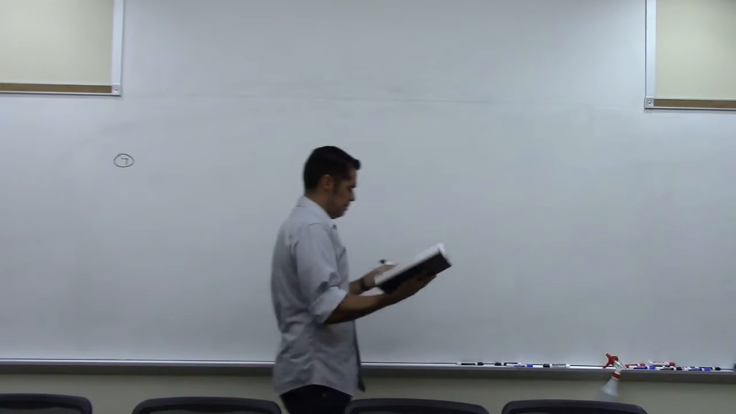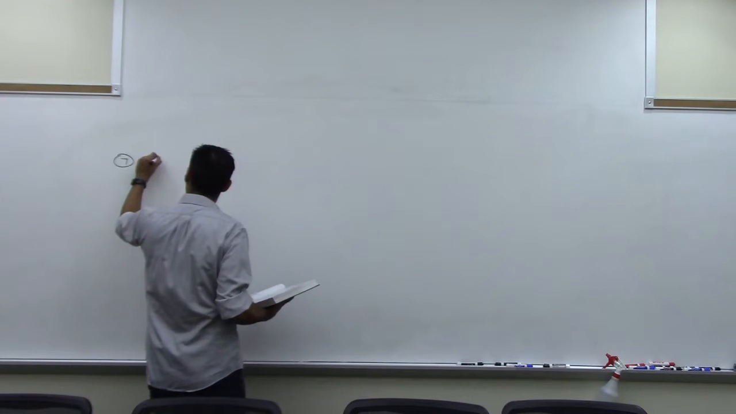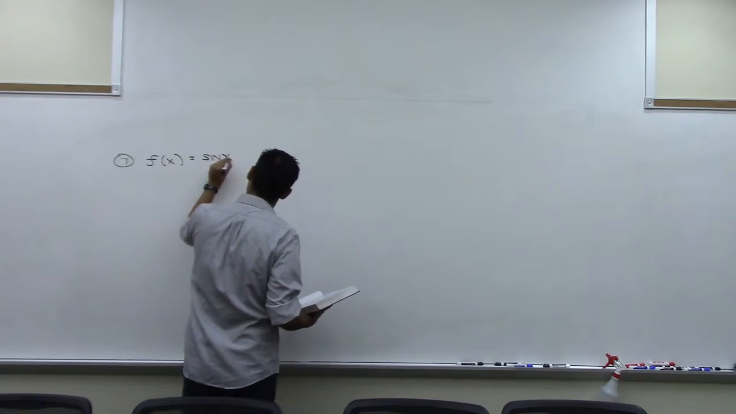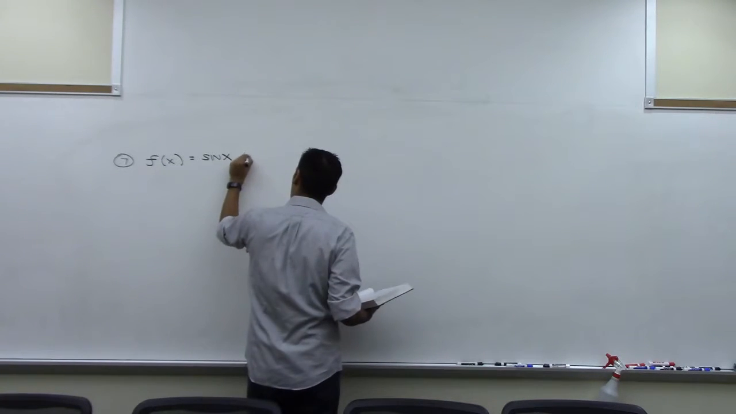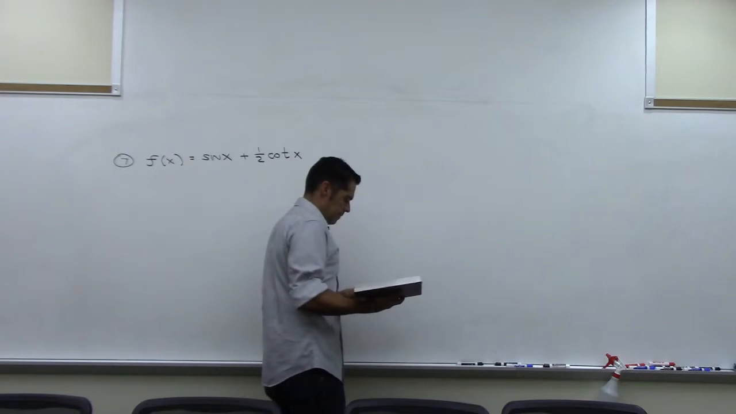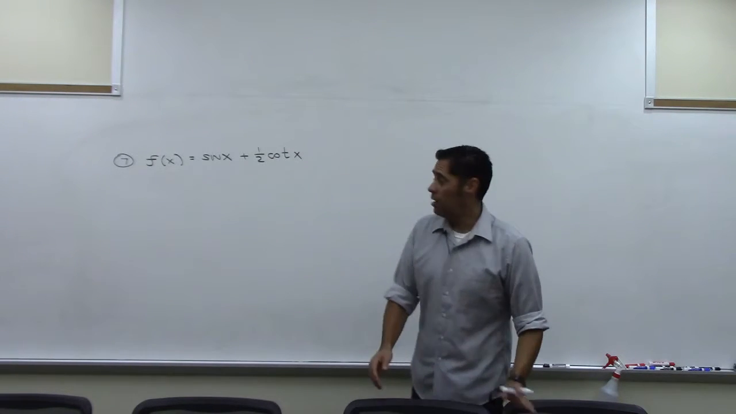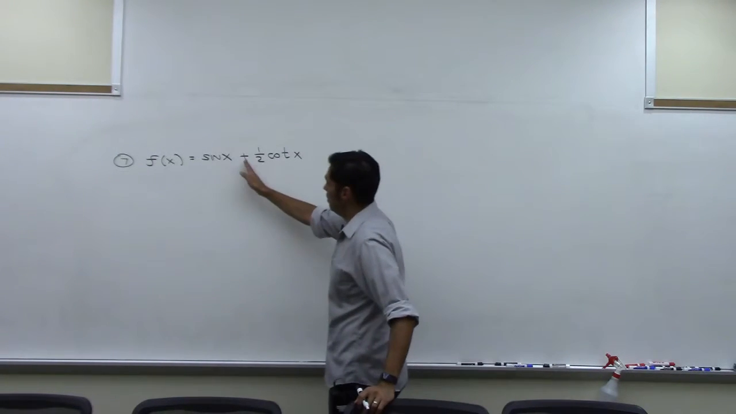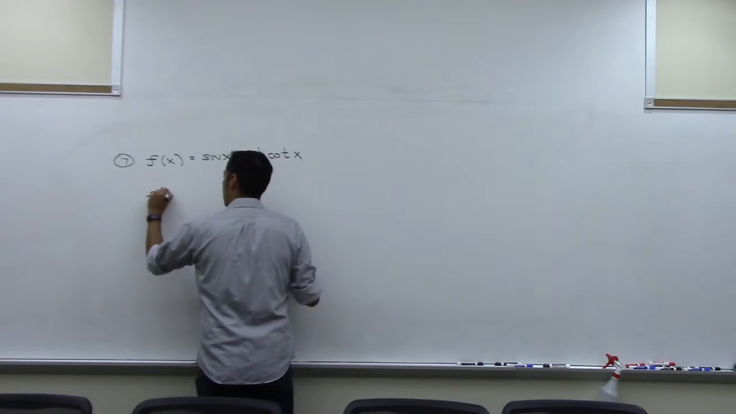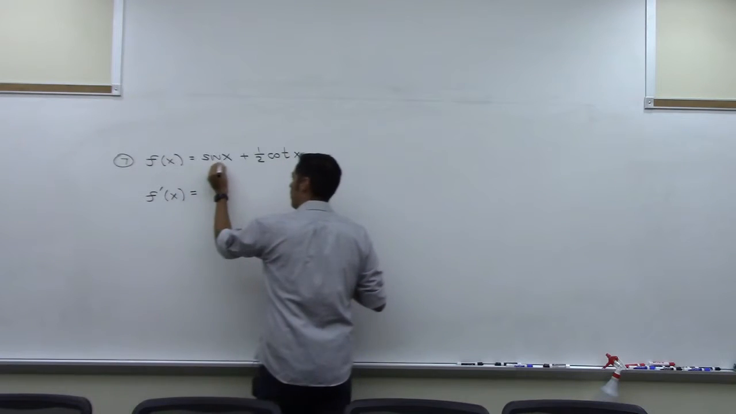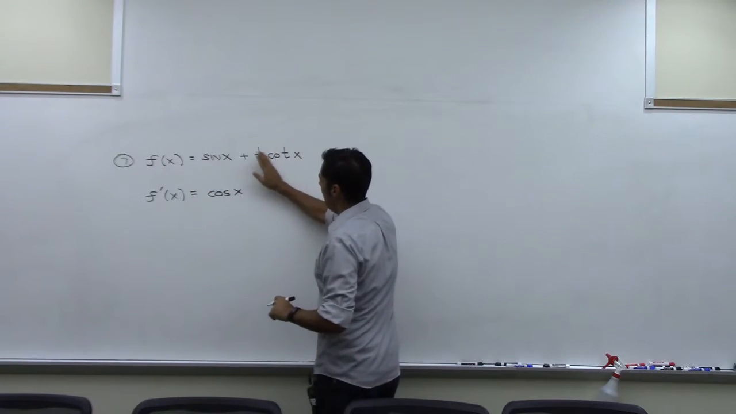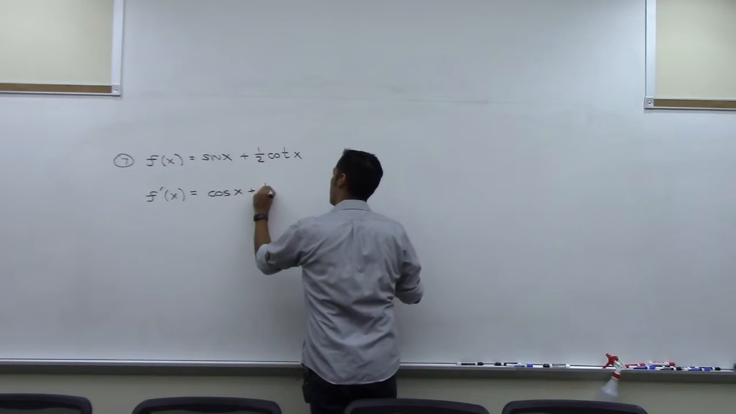So f of x is sine x plus 1/2 cotangent x. I don't see a product here, neither should you. This is addition. I can just do the derivative of each one, and each of those is something that I should know from last class. The derivative of sine of x is cosine x. And then the 1/2 is attached here. It's just going to come for the ride, so 1/2.